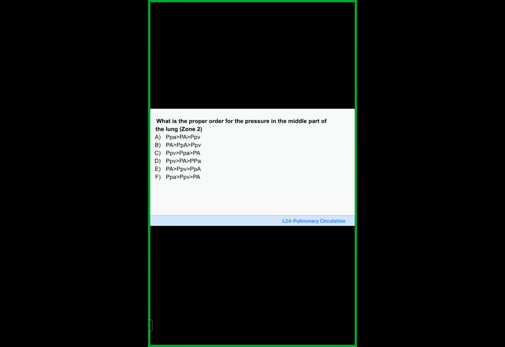Moving on, what is the proper order for the pressure in the middle part of the lung, zone 2? This part is a little tricky because there's just so much, but hopefully you guys can get it. Okay, I got one answer, A.